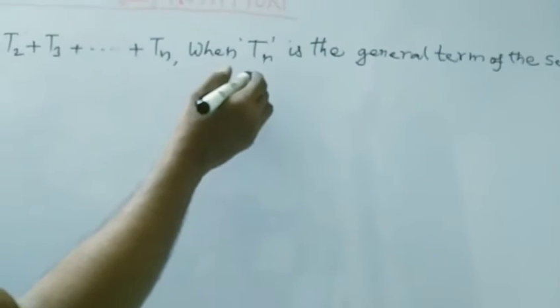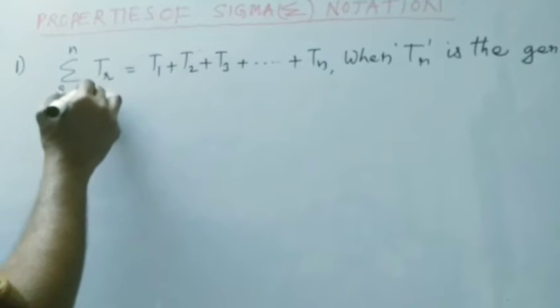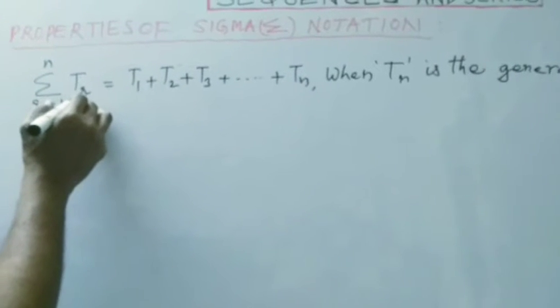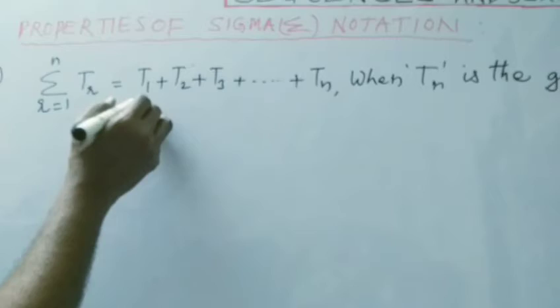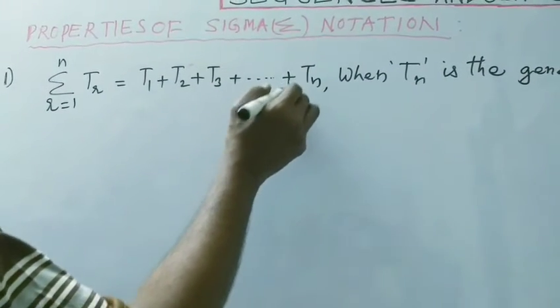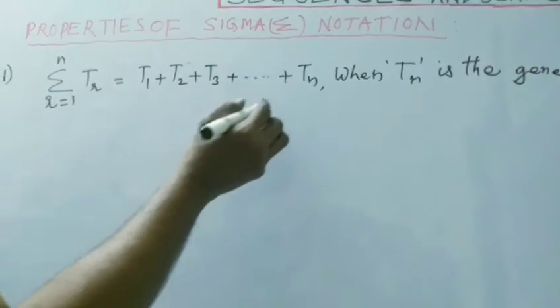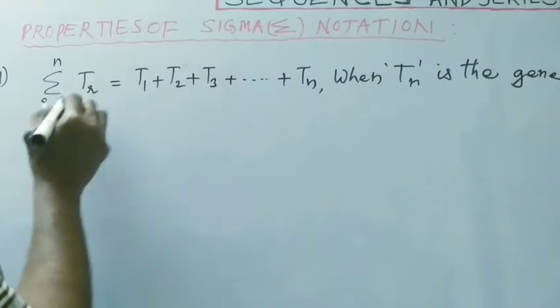Here, when tn is the general term of the series, summation of r is equal to 1 to n, tr, is equal to, in place of r we have to substitute 1 to n. So that becomes t1 plus t2 plus t3 plus t4 plus t5 plus t6 plus and so on up to tn. So in this, tn is the general term of this series.